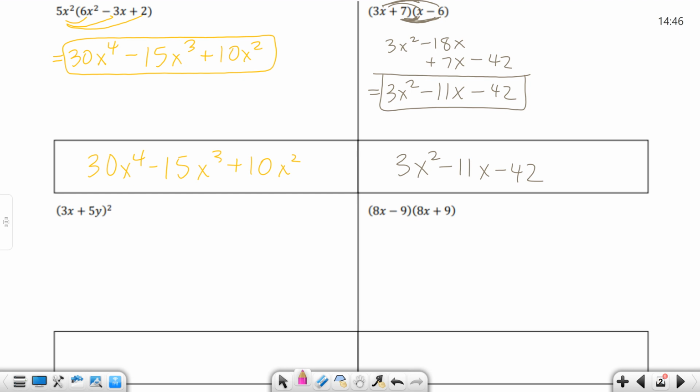The next problem is 3x plus 5y in parentheses squared. When you square something like this, you can just write it down twice. 3x plus 5y times 3x plus 5y. And when I do that, guess what? I have 2 terms times 2 terms. We call that FOIL. Right? Most of us are really familiar with FOIL.